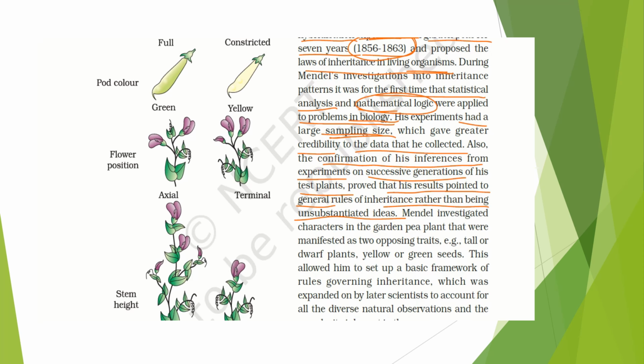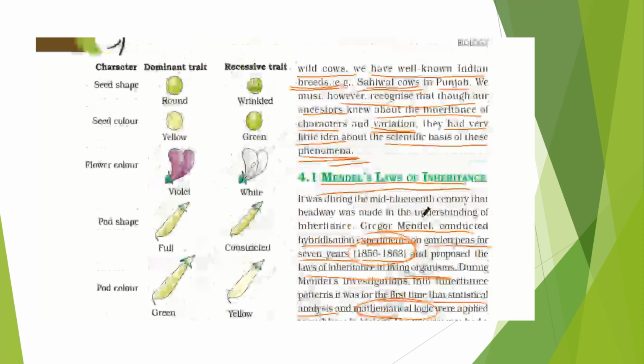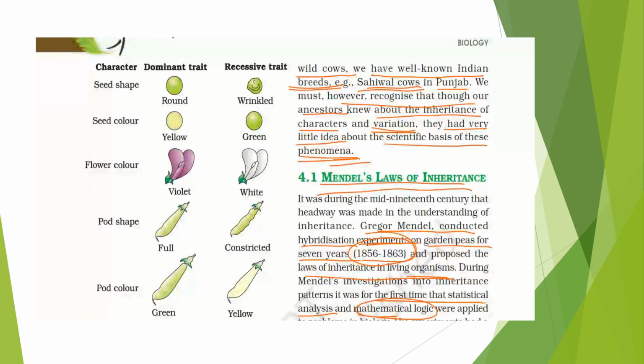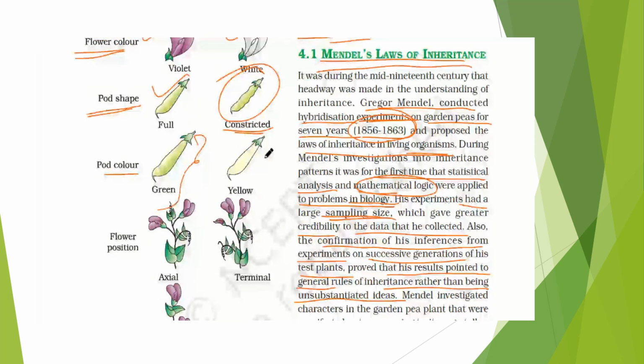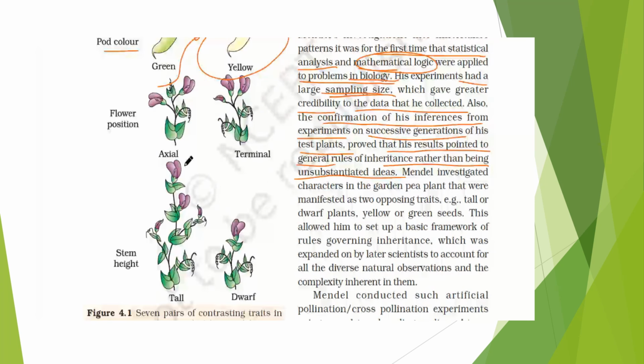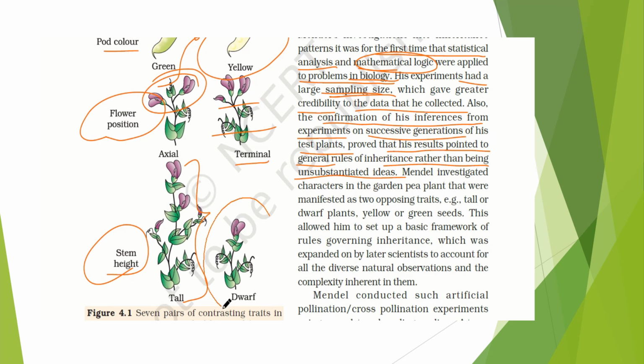So what are 2 opposite traits? Like we will see here, in Mendel's experiment, of the 2 opposite traits one was dominant and one was recessive, right? Like in seed shape, dominant was round, recessive was wrinkled. Seed color, dominant was yellow and recessive was green. Flower color, dominant was violet, recessive was white. Pod shape, this was full and this was constricted. You can see the pod shape. Pod color, the dominant was green, the recessive was yellow. Flower position, the dominant was axial position and the recessive was terminal position. Now stem height, mostly they were tall and recessive was dwarf.